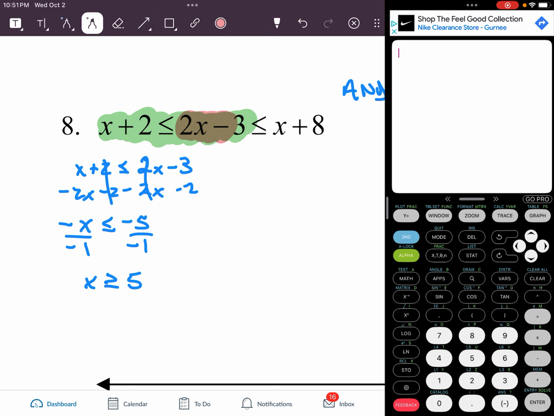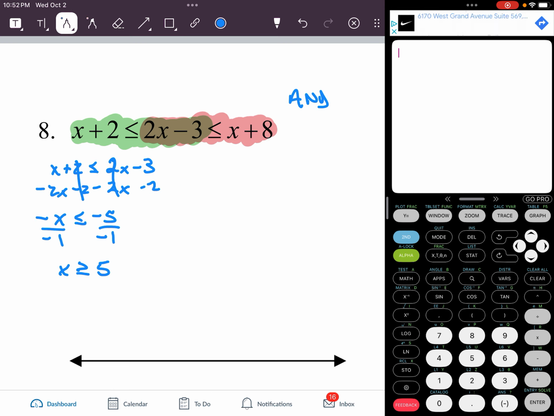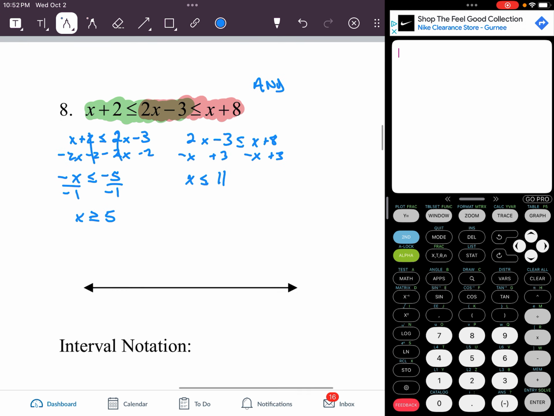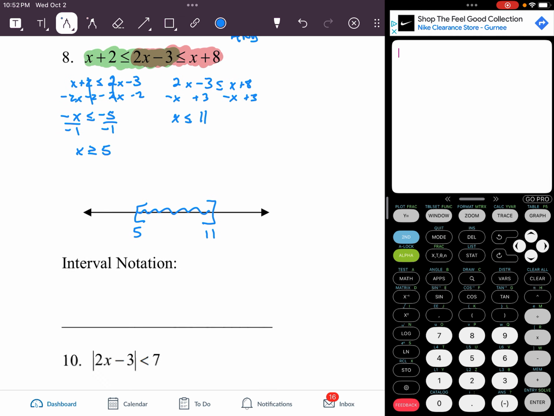Now we're going to do the middle, the 2x minus 3 and the x plus 8. That's my second inequality. So we have 2x minus 3, less than or equal to x plus 8. So I'm going to subtract x, add 3. I get x is less than or equal to 11. So I have 11 with a bracket, 5 with a bracket, and they're approaching each other. That's where they overlap. So we have 5 and 11.